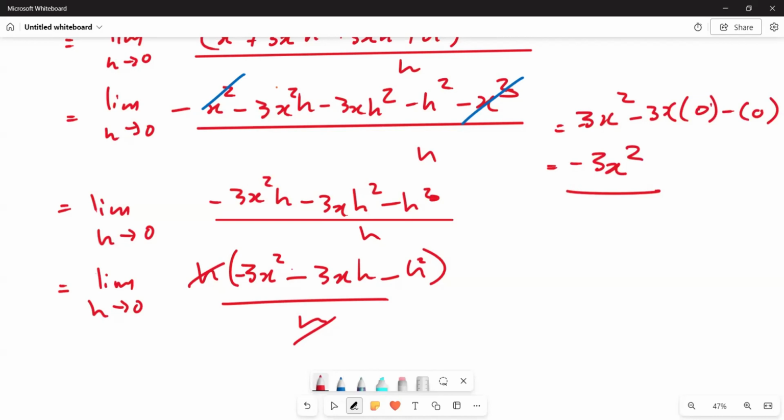So basically, this is how you go about it when you solve this particular question. Hopefully, this makes sense to you.